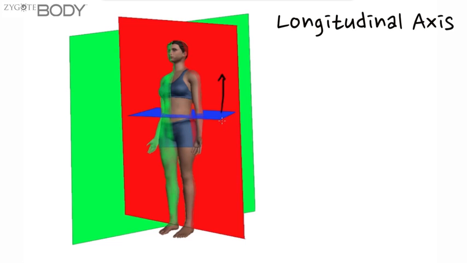So now we're going to discuss the three body axes using the three body planes that we have here. The first one is the vertical or longitudinal axis, as I'm drawing here. In the standing position, this axis will run through the body craniocaudally, meaning from the head to the tailbone, and is perpendicular to the ground. Also, it lies in the intersection of the coronal and sagittal planes.